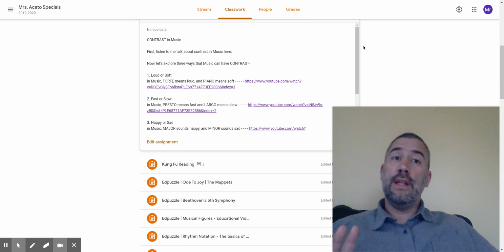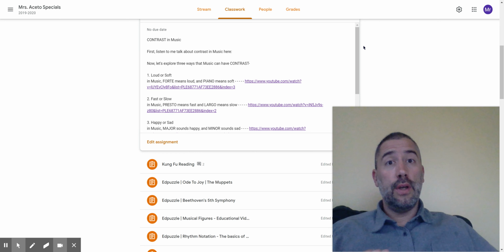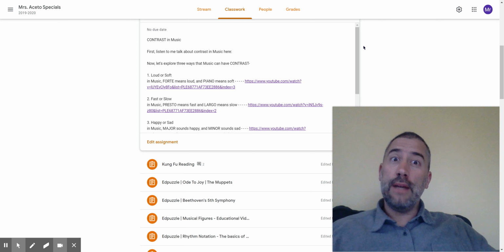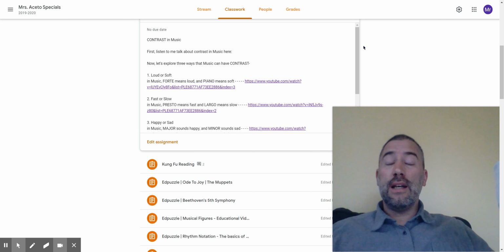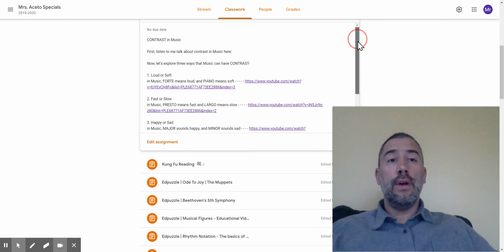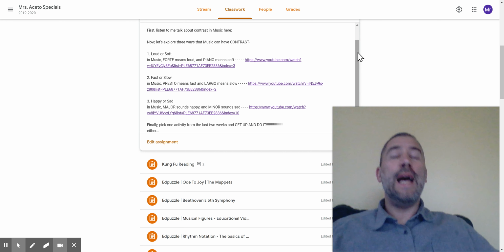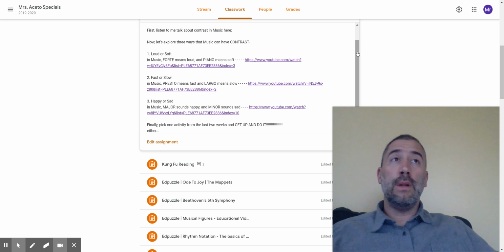The first is the difference between loud and soft. You can have loud or very loud sounds and quiet, very quiet sounds, and that contrast can make music interesting. In music, all of the words are in Italian that describe the different contrast of music. For example, the loud sounds are called forte and quiet sounds are called piano.